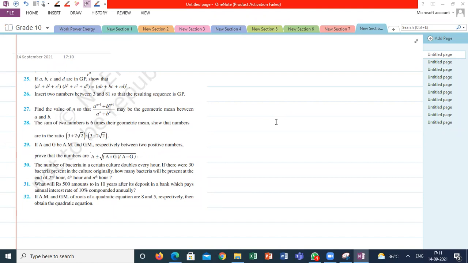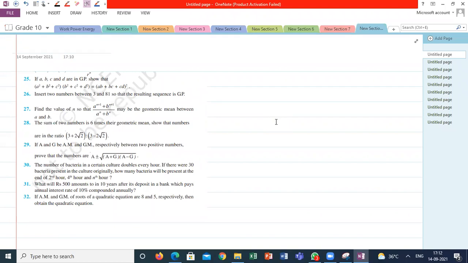How to do the first question, the 25th question? If A, B, C, and D are in GP, show that (A square plus B square plus C square) into (B square plus C square plus D square) is equal to (AB plus BC plus CD) whole square. If A, B, C, D are in GP, what is the relation between all those things, students?